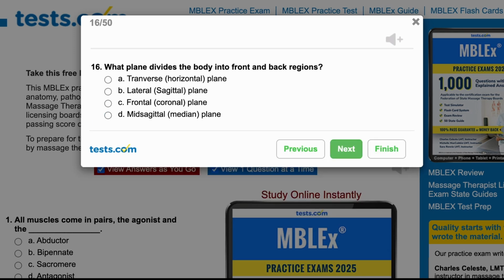Question 16. What plane divides the body into front and back regions? A. Transverse or horizontal plane. B. Lateral or sagittal plane. C. Frontal or coronal plane. D. Mid-sagittal or median plane.